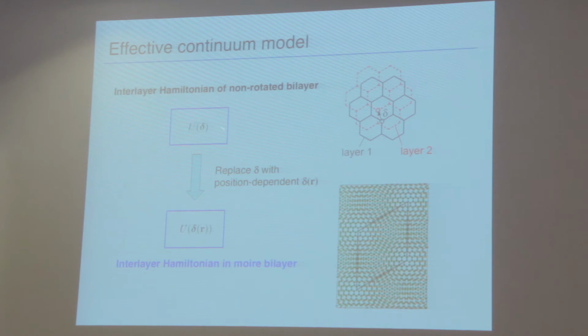And then the delta is replaced with some position-dependent delta R. Then we go to this system. So this is the rough idea. Of course, there is a lot of mathematics which verifies this approximation. Okay? So this is the result.